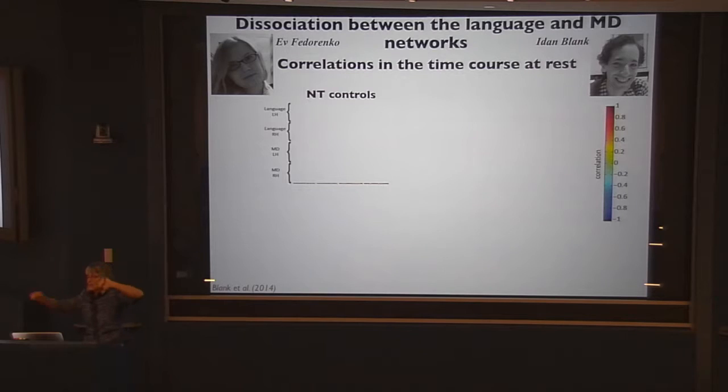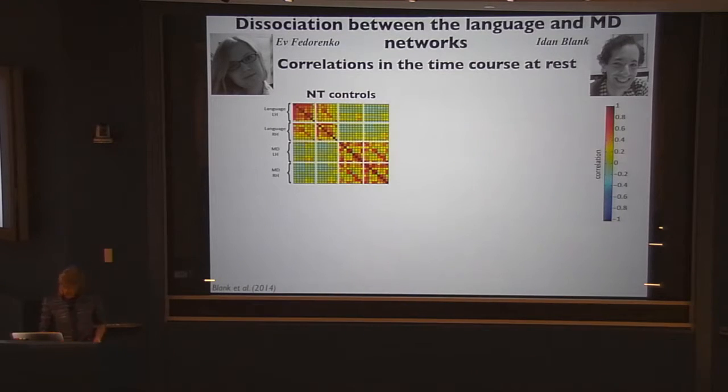So we take all of those regions of interest, all of the language ones up here, the multiple demand ones here, and we just look at the strength of the correlation at rest across those regions. And what you see is a big square for all the language regions. Basically, every language region is correlated at rest with every other language region, particularly in the uppermost square. That's the left hemisphere language regions. Those are probably the real deal.